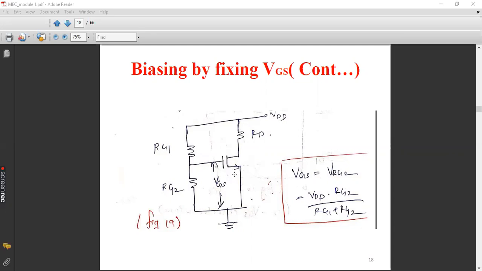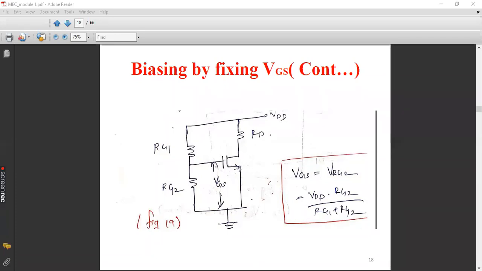Please see that arrow mark in the source terminal. It should be pointed outside, that is, away from the source terminal. So this is your N-channel E-MOSFET or NMOS. Across the gate and source terminal, I have marked the voltage VGS, and we have a drain resistance RD.